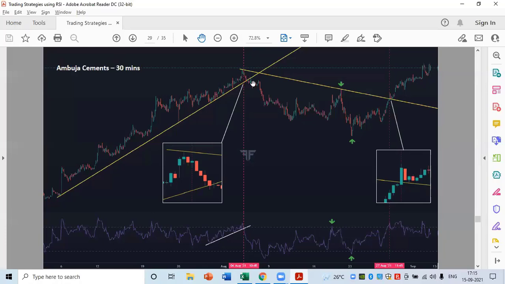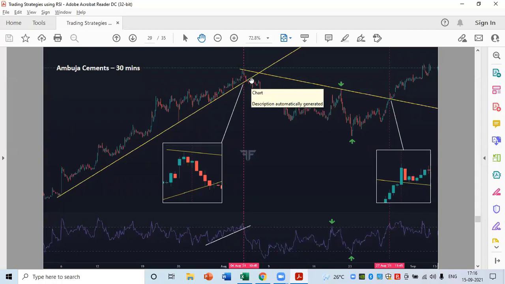If you look to the right of this vertical line, you'll see that a few candles later, there was a trend line breakdown in price. That is when the sell signal generated by RSI is being confirmed by an action in the price itself. That is what I am referring to when I talk about price confirmation.